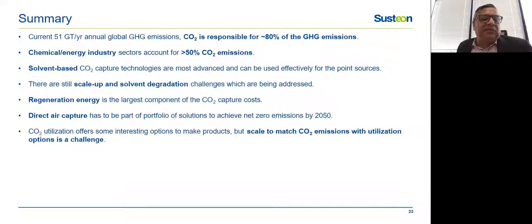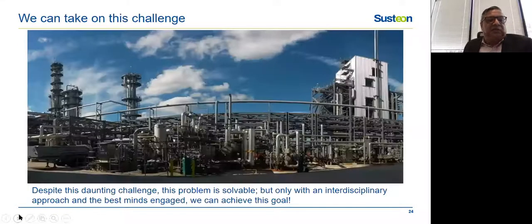Direct air capture, or DAC, has to be part of the portfolio of solutions to achieve net zero emissions. And CO2 utilization offers some interesting options to make products, but matching the scale of CO2 emissions with the utilization options is going to be a challenge. So I want to leave you with the thought that we can take on this challenge. This is a plant which Dave and I worked on together when I was at RTI. We designed, built, and operated this 50 megawatt CO2 capture plant at Tampa Electric. We captured 1,000 tons of CO2 in this plant.